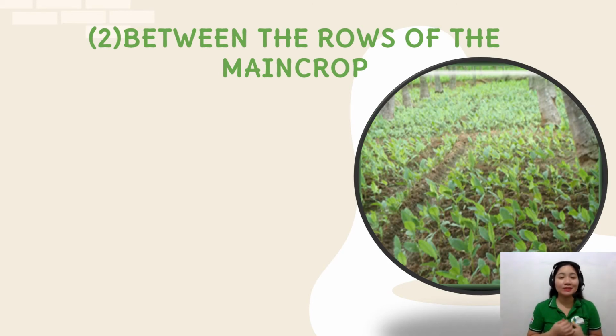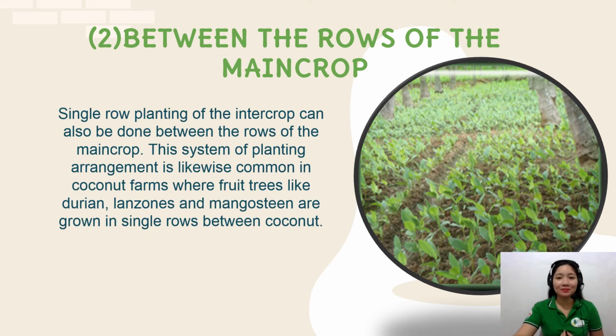Second, we have between the rows of the main crop. Single row planting of the intercrop can also be done between two rows of the main crop. For example, class, peanut or mung bean can be developed between two adjacent rows of corn. This system of planting arrangement is likewise common in coconut farms where fruit trees like durian, lanzones, and mangosteen are grown in single rows between coconut.